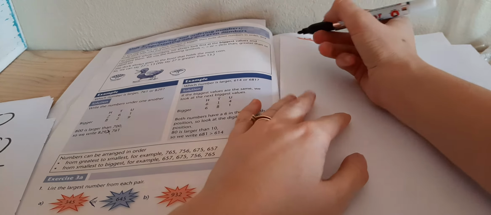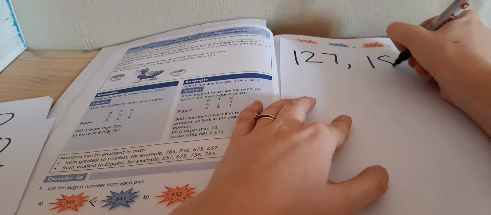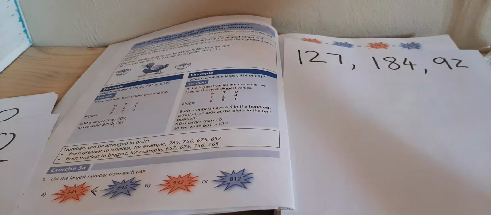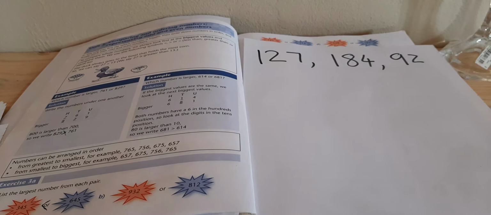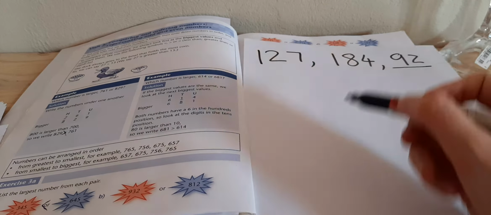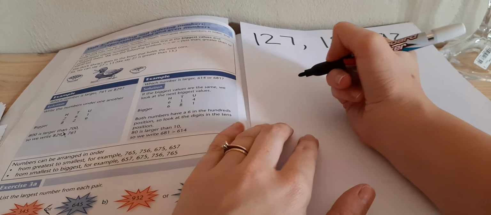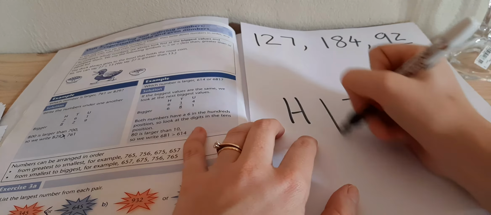Now remember, when we're looking at smallest numbers, let's have a look here. I've got 127, 184, 92. Okay, so with those three numbers, you've got to decide which one is the smallest. Now, for some of us, it comes naturally. We can already see that that one is the smallest, okay? Some of us, you might have to do your place value charts and go hundreds, tens, and ones.